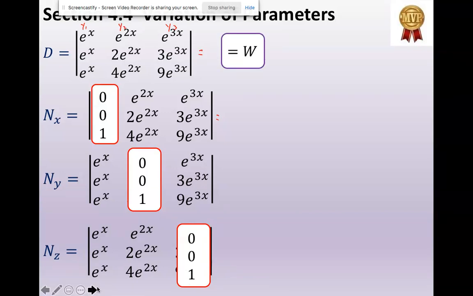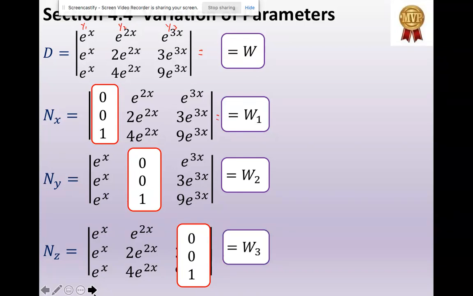So for the method of variation of parameters, I'm going to call the D matrix, that one that goes in the denominator of all 3, the Wronskian, because that's what it is. Each one of these is really a Wronskian. That's my first Wronskian, my second Wronskian, and my third Wronskian.